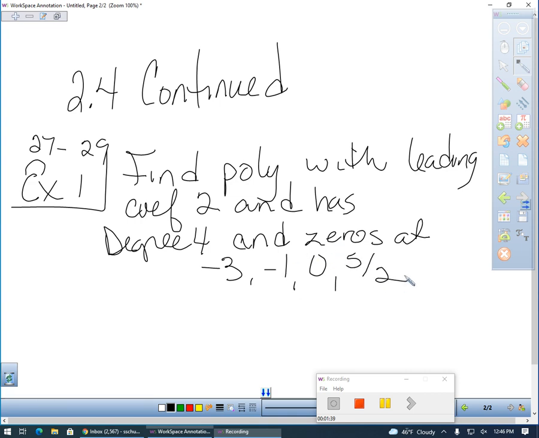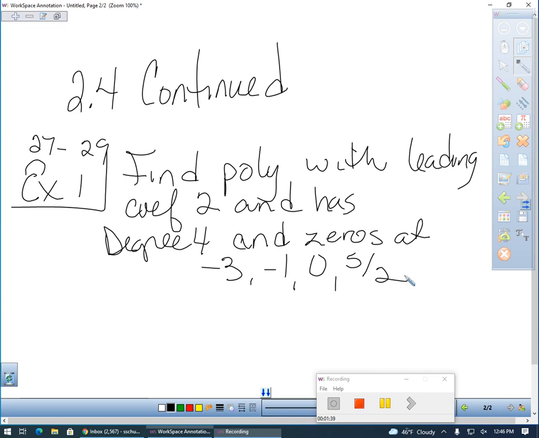So obviously if we have 4 zeros, that means it's got to be x to the 4th power. Makes sense for the degree. In order to get a coefficient of 2 on the front, what he says we're going to do to our polynomial when we're all done? Times it all by 2, exactly. All right, it's just a multiple of it.